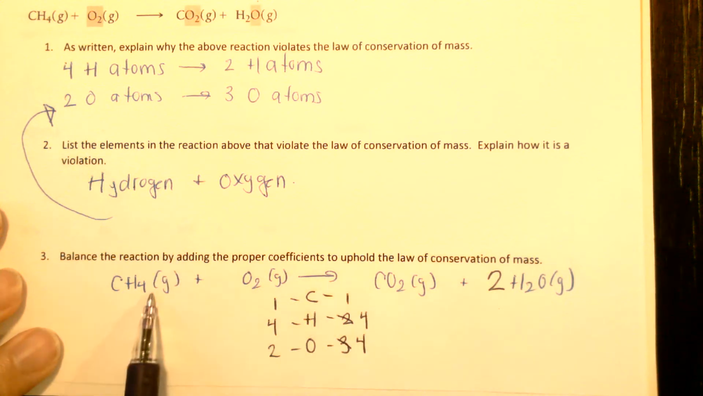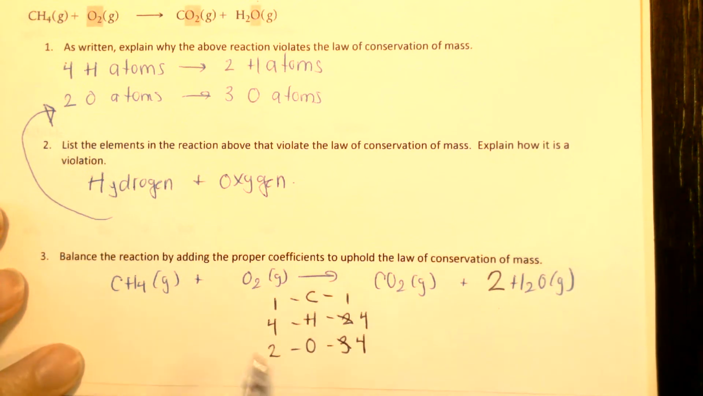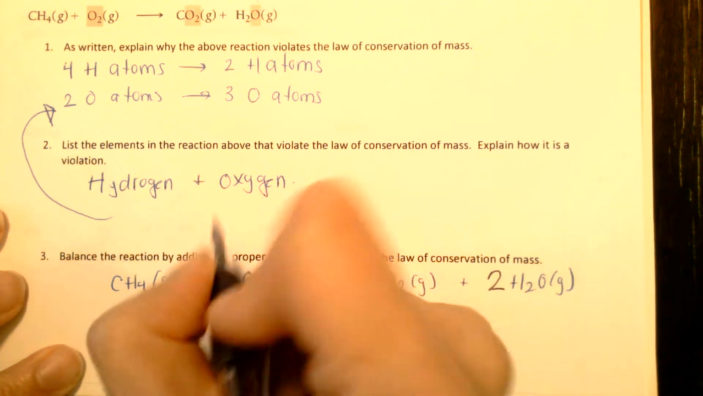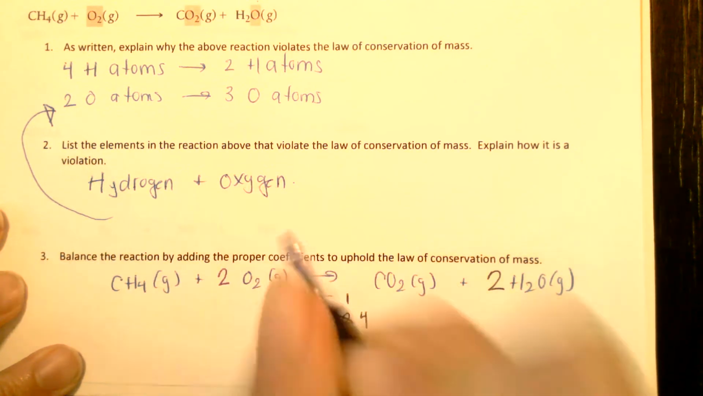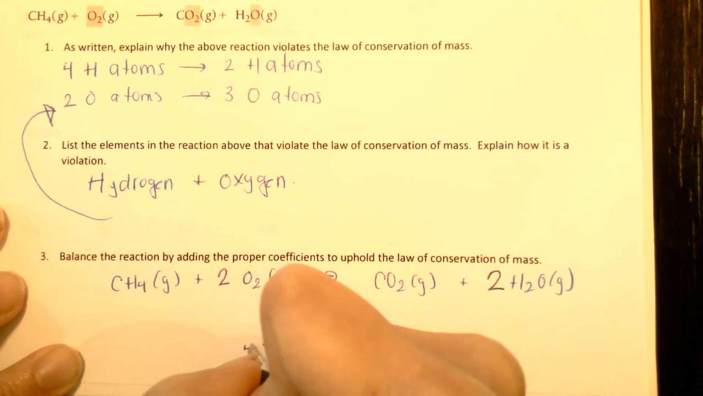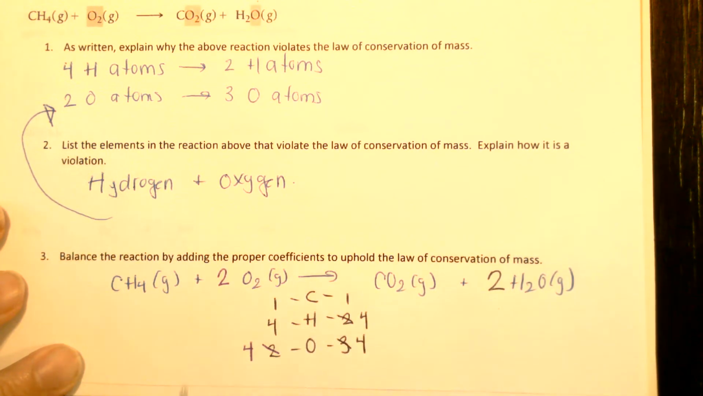Okay, so now let's look. We have carbon balanced, we have hydrogen balanced. Now we can move to oxygen. We have 4 on this side. To get 4 on this side, this just needs to become a 2. So we have 2 times 2, which gives us 4 oxygens. So now we have the same. We have 1 carbon on each side, 4 hydrogens, and 4 oxygens on each side to balance that.